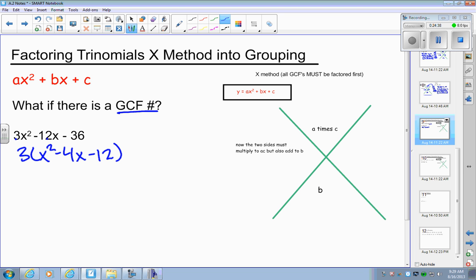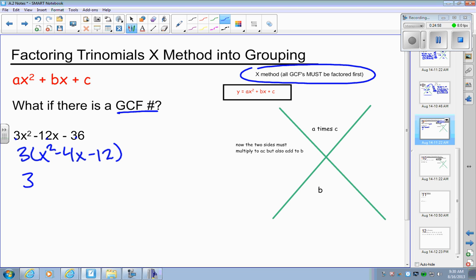So 3, 12, 36, your X method actually won't work unless you always factor out your GCF. Okay, and it's also going to make the problem smaller, or the number smaller, which is easier for us to do as well. Okay, so I'm going to pull the 3 out, see what I have. Now keep the 3.